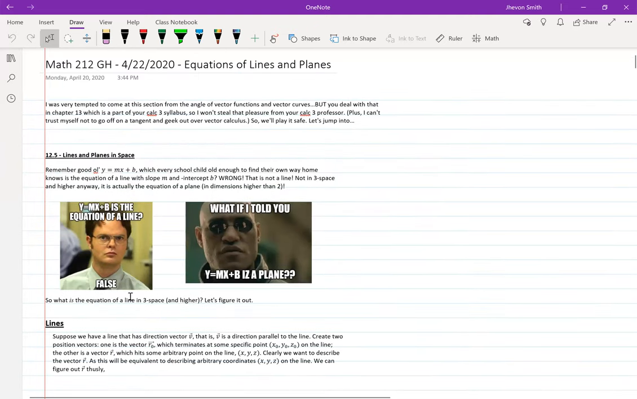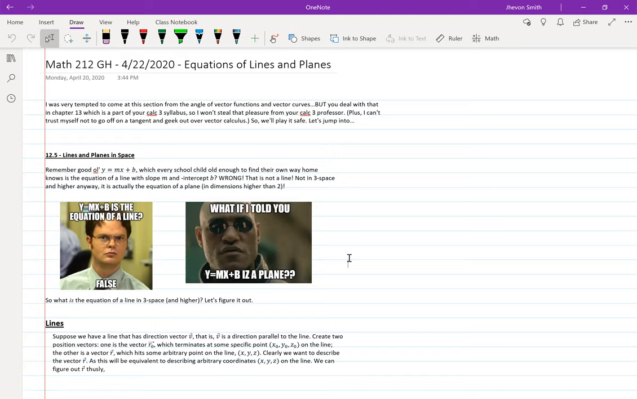Y equals mx plus b is the equation of a line? False. What if I told you y equals mx plus b is a plane? In three space, y equals mx plus b is not the equation of a line. It actually gives you a plane in three space. This is something that we're going to justify, and we're also going to talk about how you would find the equation of a line. I've lived my whole life thinking y equals mx plus b was the equation of a line. Well, you were in the matrix, and now I'm giving you the red pill, and I'm telling you y equals mx plus b is a plane.